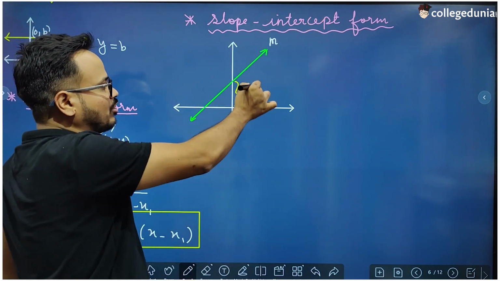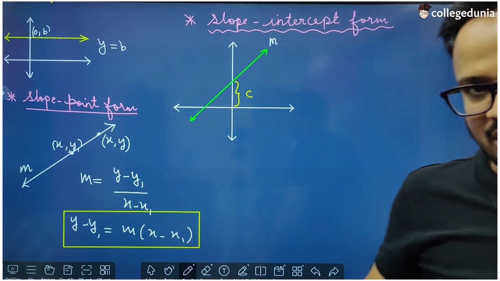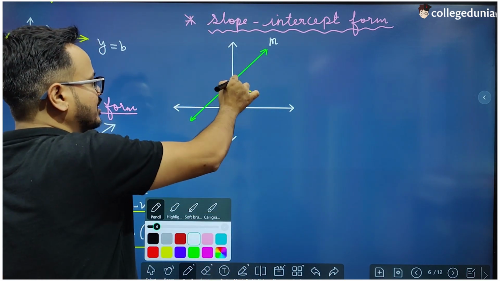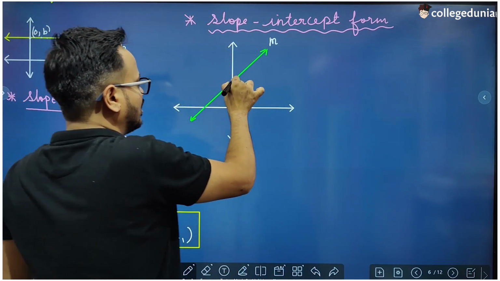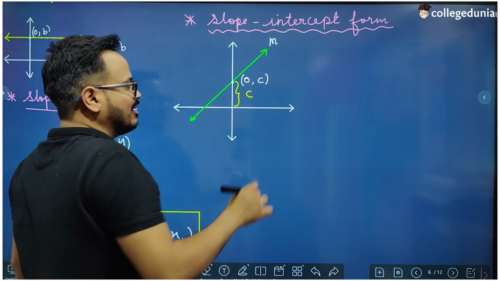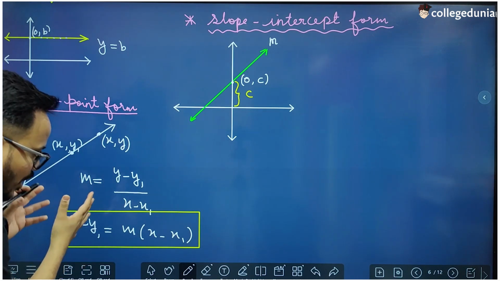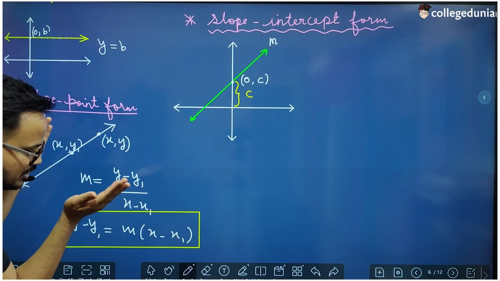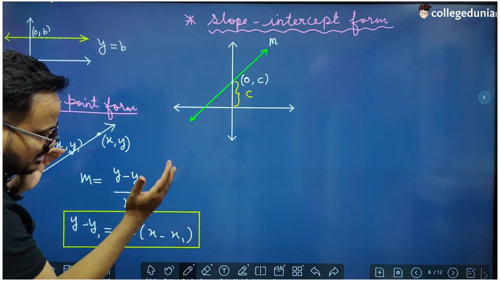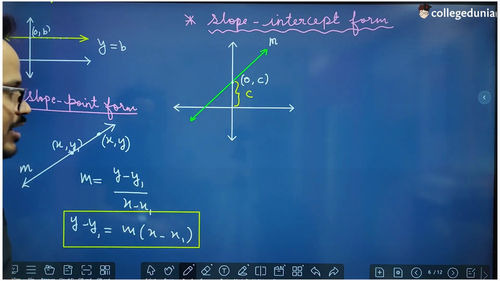Let us say in this form we know the slope of the line and length of the y-intercept, right? So this point is 0, c. Whatever thing is given, you just have to find the slope and a point on the line, and then you will use this form to find the equation in other form. So this is the basic form using which all other forms are derived, right?